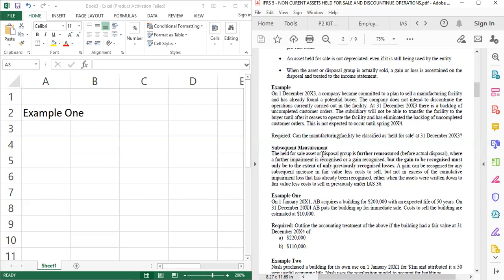of A, $220,000, B, $110,000. So we say that whenever you want to classify the asset as held for sale, held for sale means that you are no longer using the asset, you want to sell.